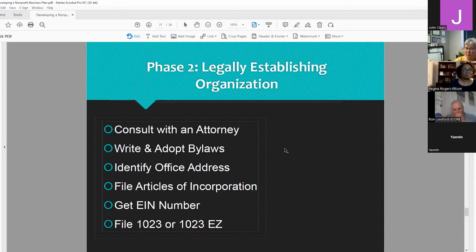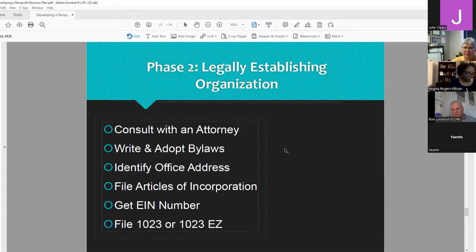And the difference between the 1023 and the 1023-EZ is that the 1023-EZ is for organizations that expect to have $50,000 or less in revenue and assets every year for the first 3 years you operate. And there's a checklist on the IRS website, because these applications have to be submitted online. There's a checklist that you can complete to find out whether or not you're eligible to file the 1023-EZ. The cost to file the 1023-EZ is $275, and you generally will hear back within like 6 to 10 weeks whether or not you've received approval for that.